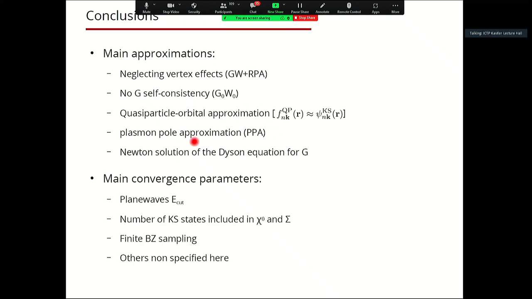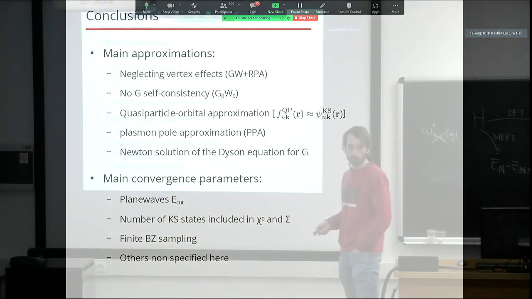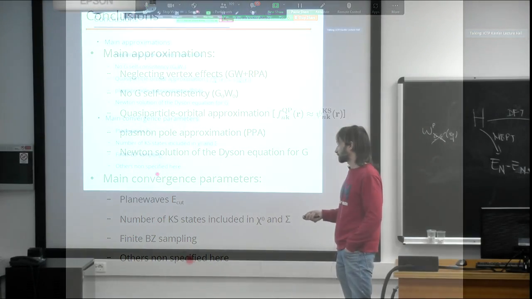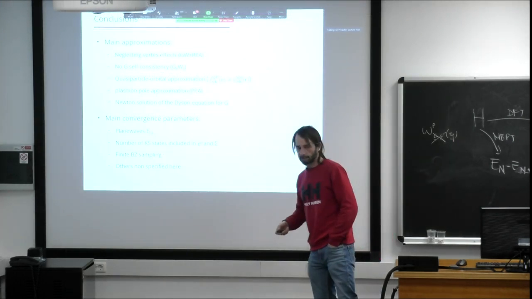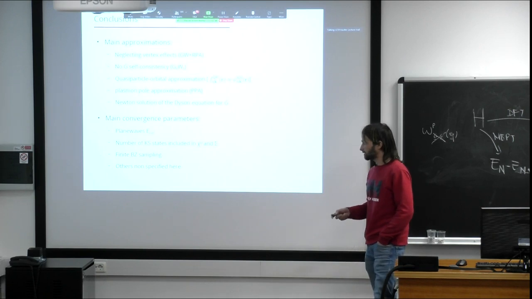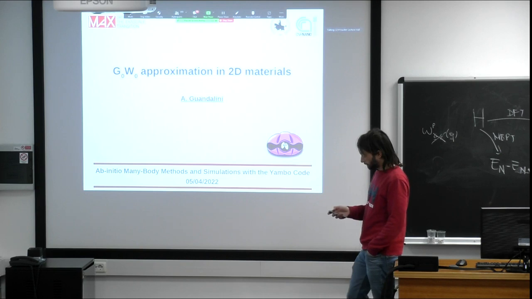And the main convergence parameters are the number of plane waves, usually controlled with an energy cutoff, as in Quantum ESPRESSO, and the number of Kohn-Sham states included in the calculation of the chi-naught and on the self-energy, and the finite sampling of the Brillouin zone. There are then other minor parameters which should be kept under control, but these are more technical, and they also depend on the system you are considering. So this is the end of the first part.